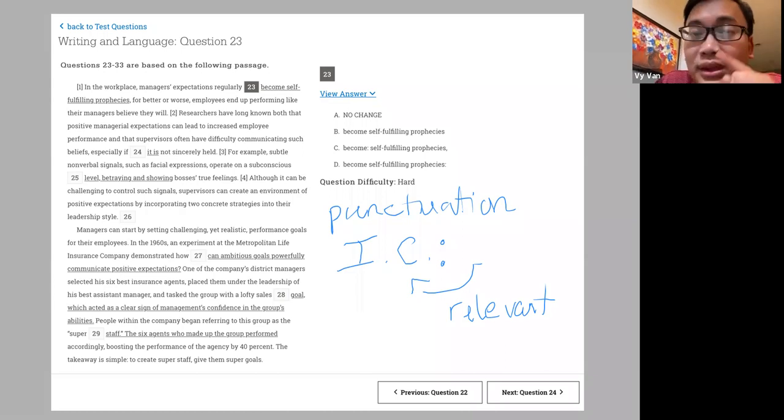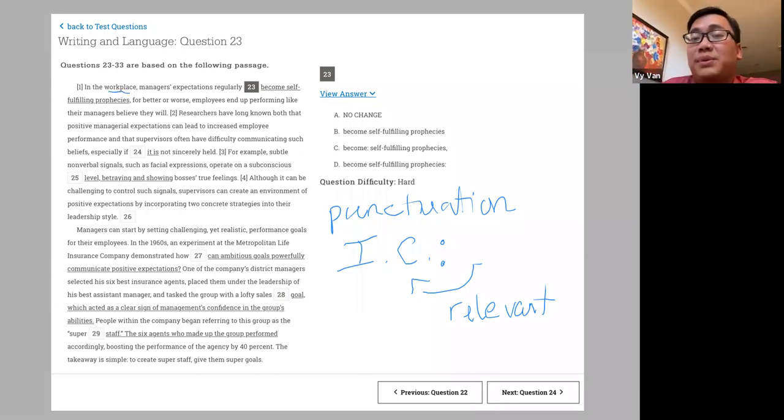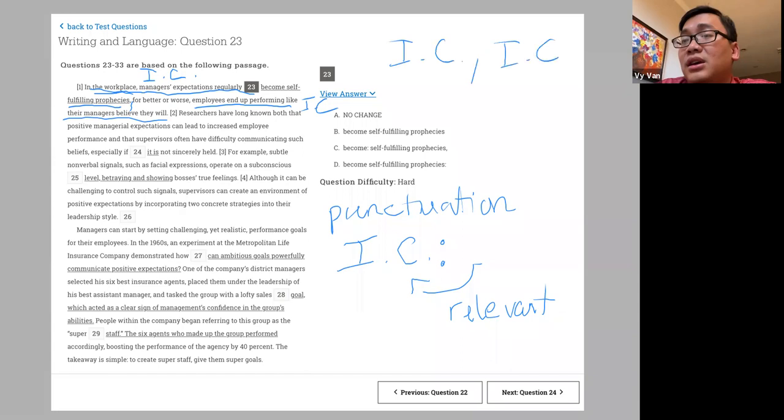Okay, so let's read this. In the workplace, managers' expectations regularly become self-fulfilling prophecies. For better or worse, employees end up performing like their managers believe they will. Now, if you go with A, which is a comma here, all of that is an independent clause, a complete sentence. And all of this is another independent clause. If you put an independent clause, comma, another independent clause, this is called a comma splice, which is bad.